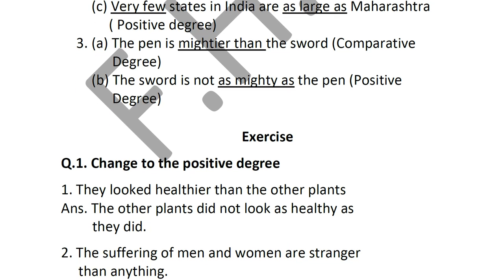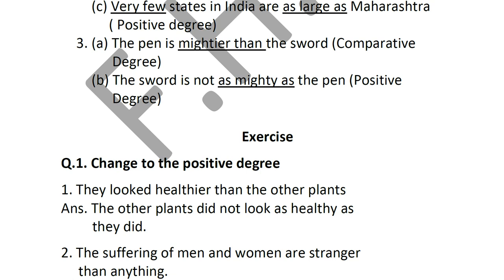The pen is mightier than the sword. Comparative degree. The sword is not as mighty as the pen. Now you will ask me, what happened to the superlative degree? Here there is no superlative degree. Why? Can you just think for a second? Remember I told you something in the beginning. What is a superlative degree? When you are comparing three things or more than that. Here you are comparing only two things, that is the pen and the sword. That is why you will have only positive and comparative degree, not the superlative degree.